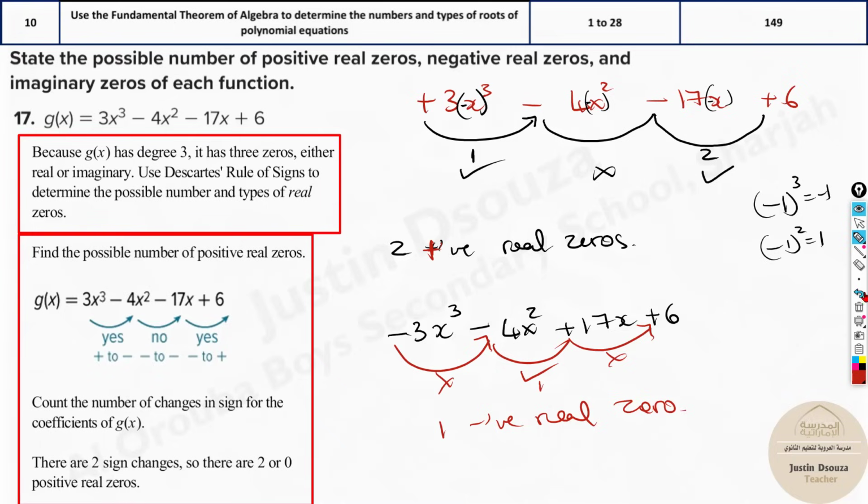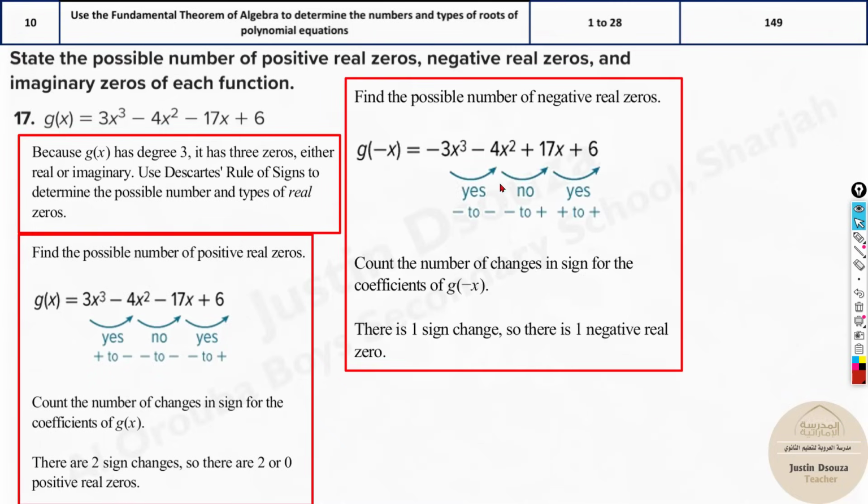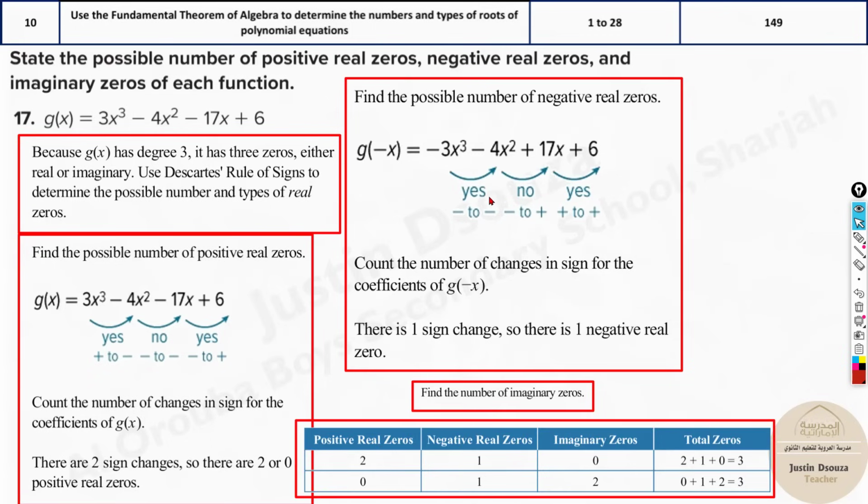And now we have to make a table. I'll just show you the table. See, we found out how much only. Wait a minute, now here this is wrong. You just have one sign change. Okay, this is no, this is yes, this is no again. This is an error, I apologize for that. You can see it's only one sign change. There's only one negative real zero.